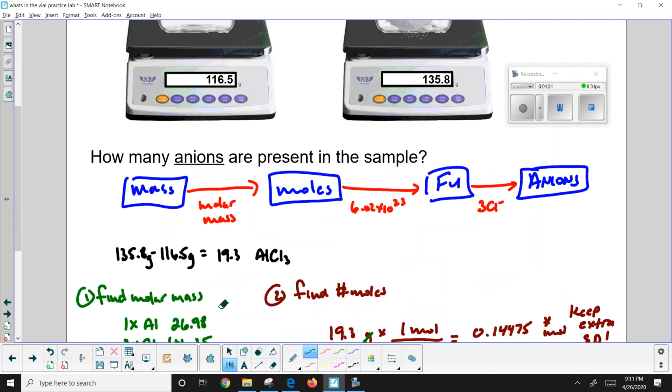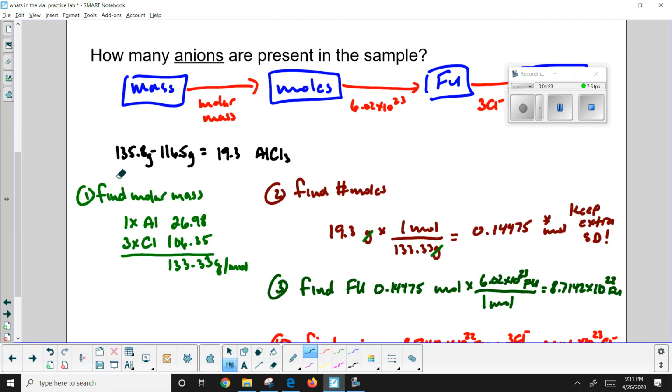So what's going to happen? I'll determine the molar mass of the aluminum chloride. So if I have 1 mole of aluminum chloride, it has a mass of 133.33 grams. Well, I only have 19.3 grams.